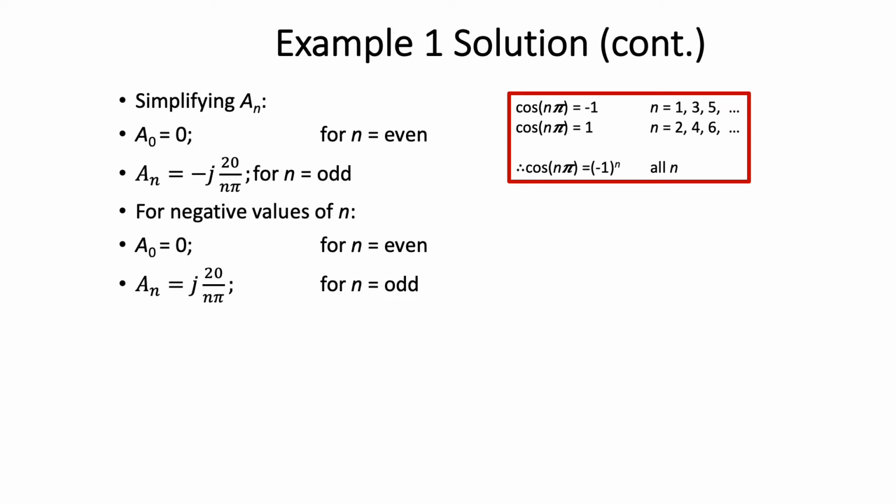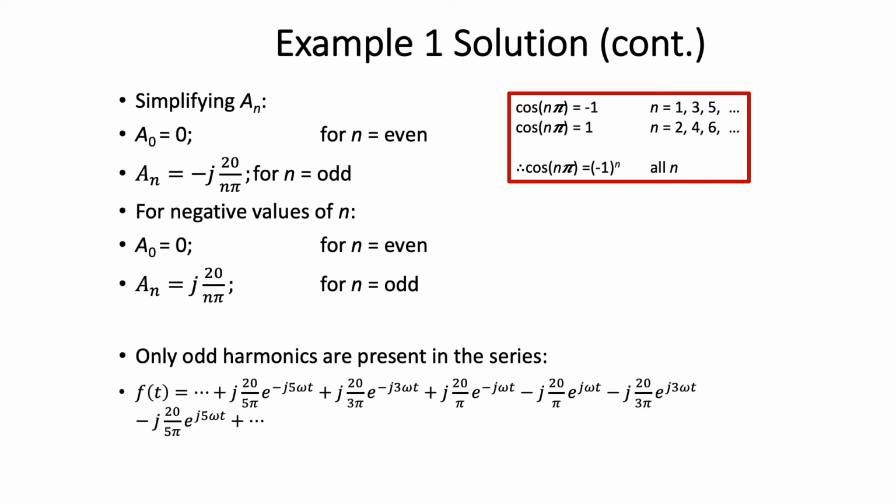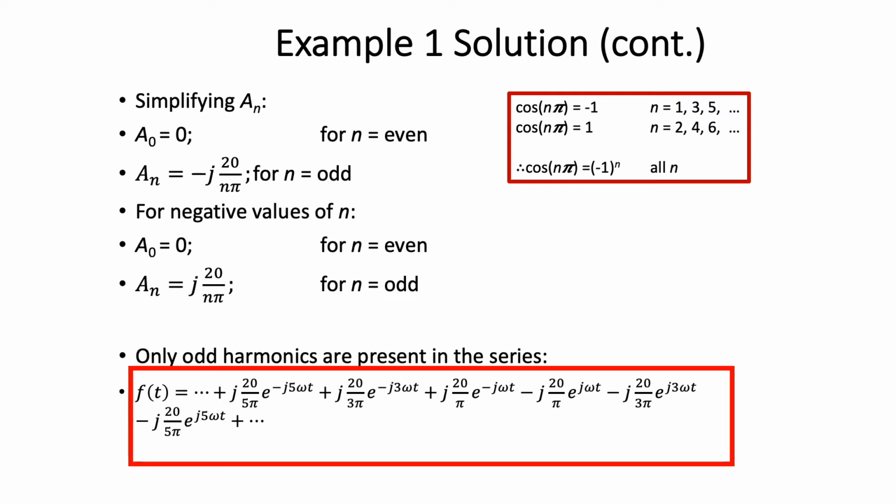For negative values of n, C naught equals 0 and Cn equals 0 for n even, and Cn equals j 20 over n pi for n odd. Only odd harmonics are present in the series. Therefore, our exponential Fourier series is as shown in the last equation.